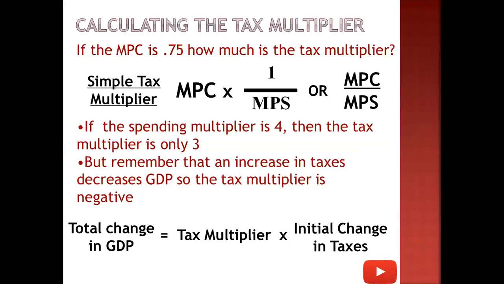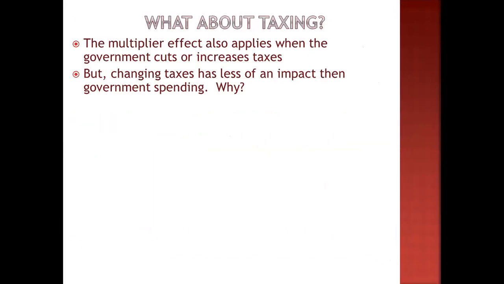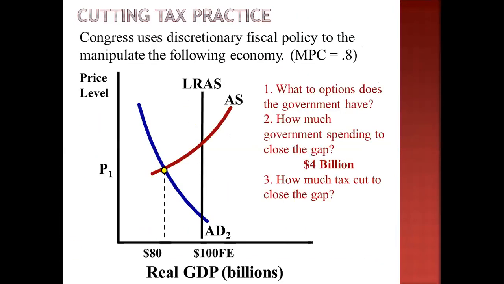So going back, we need to spend 4 billion because we know the spending multiplier is 5. Okay, so it's 4 billion to close a $20 billion gap. Well, if the spending multiplier is 5, we know the tax multiplier is 1 less, it's 4. So it's 5 billion that needs to be a tax cut. Okay, so hopefully that makes sense.